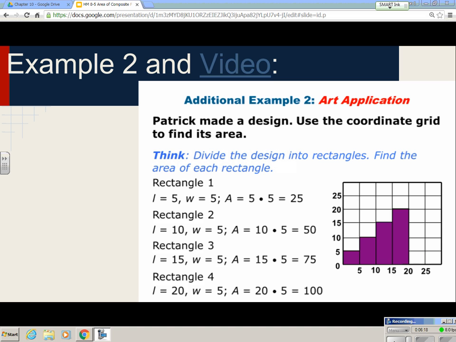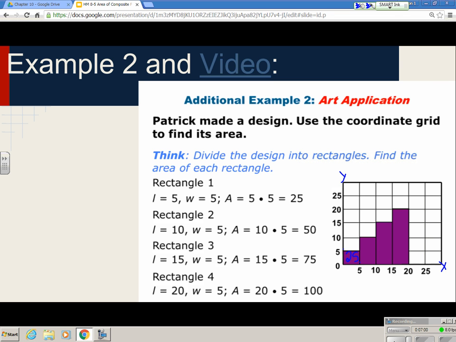Okay, sometimes you're going to have to apply this with a graph or some sort of table, and you can usually figure out the area on a grid. This is an example. So Patrick was in art class and he made a design, and he used the coordinate grid to find the area. So as we can see, we have a grid here, but notice along the x-axis and the y-axis how much each square is. Each line is intervals of 5, 10, 15, 20, going up the y, and same with the x. So each rectangle is actually 5 times 5, or 25 units.